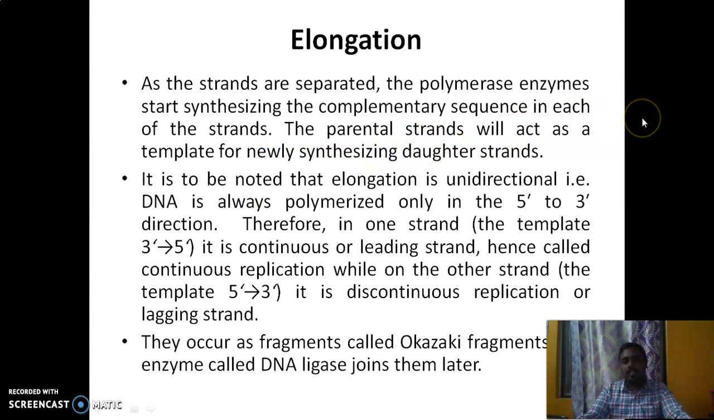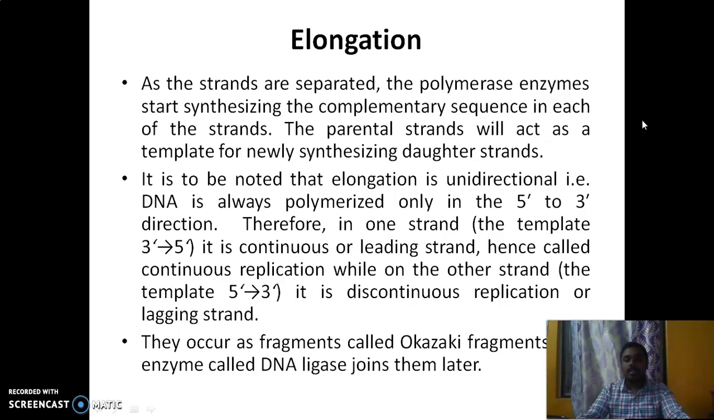Now the second stage, we call it elongation. Elongation is the process where the new strand of the DNA is formed using the template strand that is separated in the first step. So basically in this step, the parental strands will act as the template for newly synthesizing daughter strands. It is to be noted that elongation is unidirectional. When I say unidirectional, we already know DNA is always polymerized only in 5' to 3' direction, because it's one of the important conditions of the DNA polymerase.